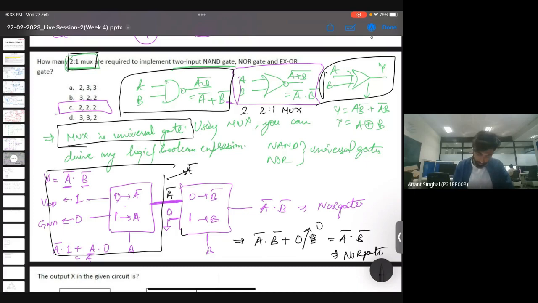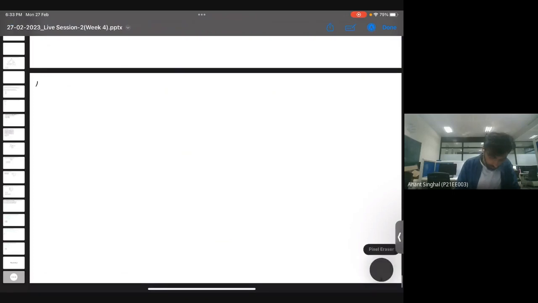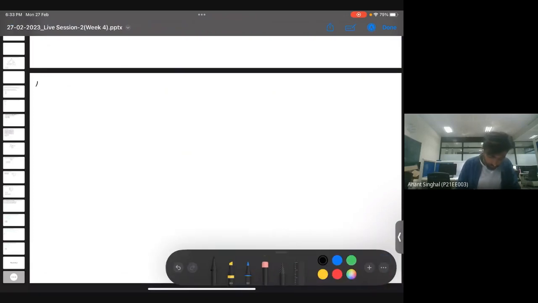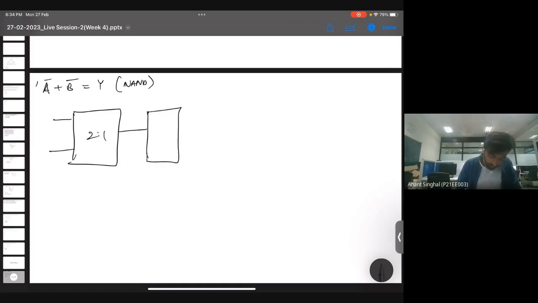Okay. I'll try to make the NAND gate now, which is nothing but A bar plus B bar. Let me use some extra page. Now the objective is A bar plus B bar. This will be our NAND gate. If you take a 2 cross 1 mux, we'll get a certain output, and we require this as A bar plus B bar. It will be A, it will be B.